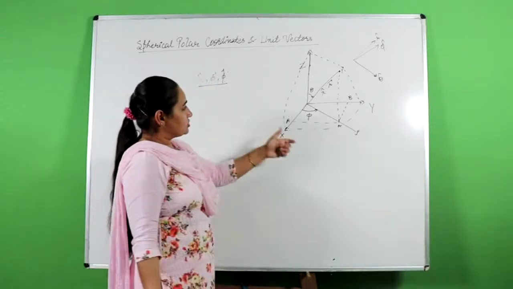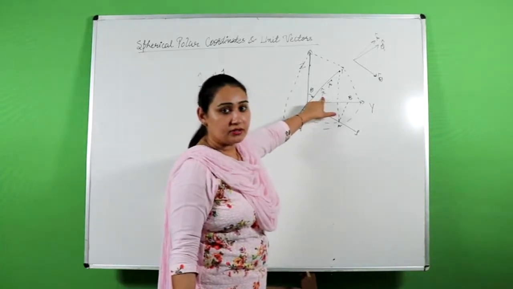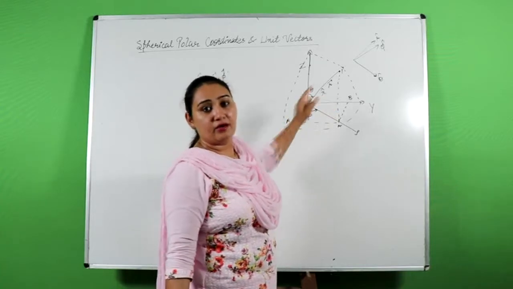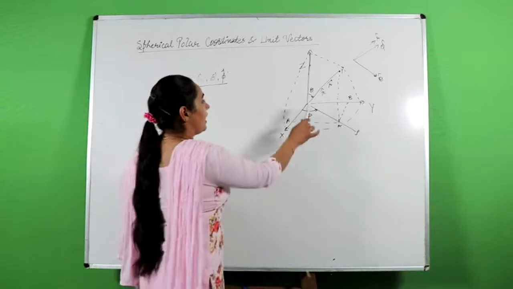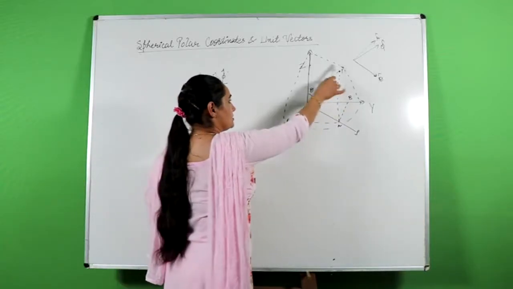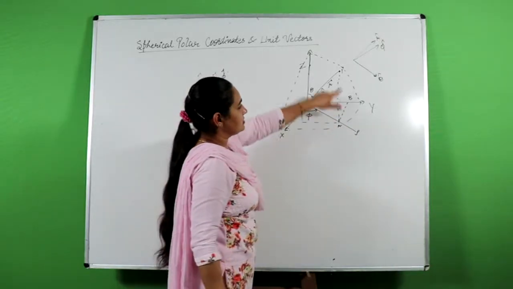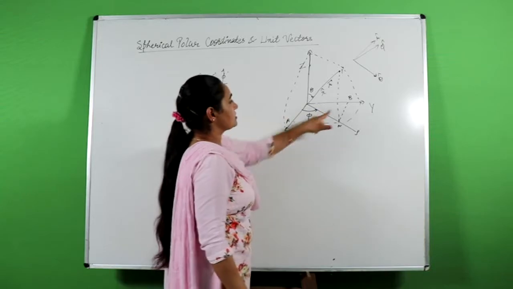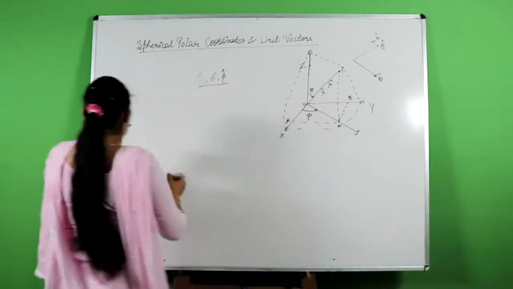So first of all we will find the r cap unit vector, then the theta cap unit vector, and then the phi cap unit vector. We can clearly see here that the r cap unit vector is in the z-rho plane, theta cap is also in the z-rho plane, and phi cap is in the xy plane. This is my point O, that is the origin.